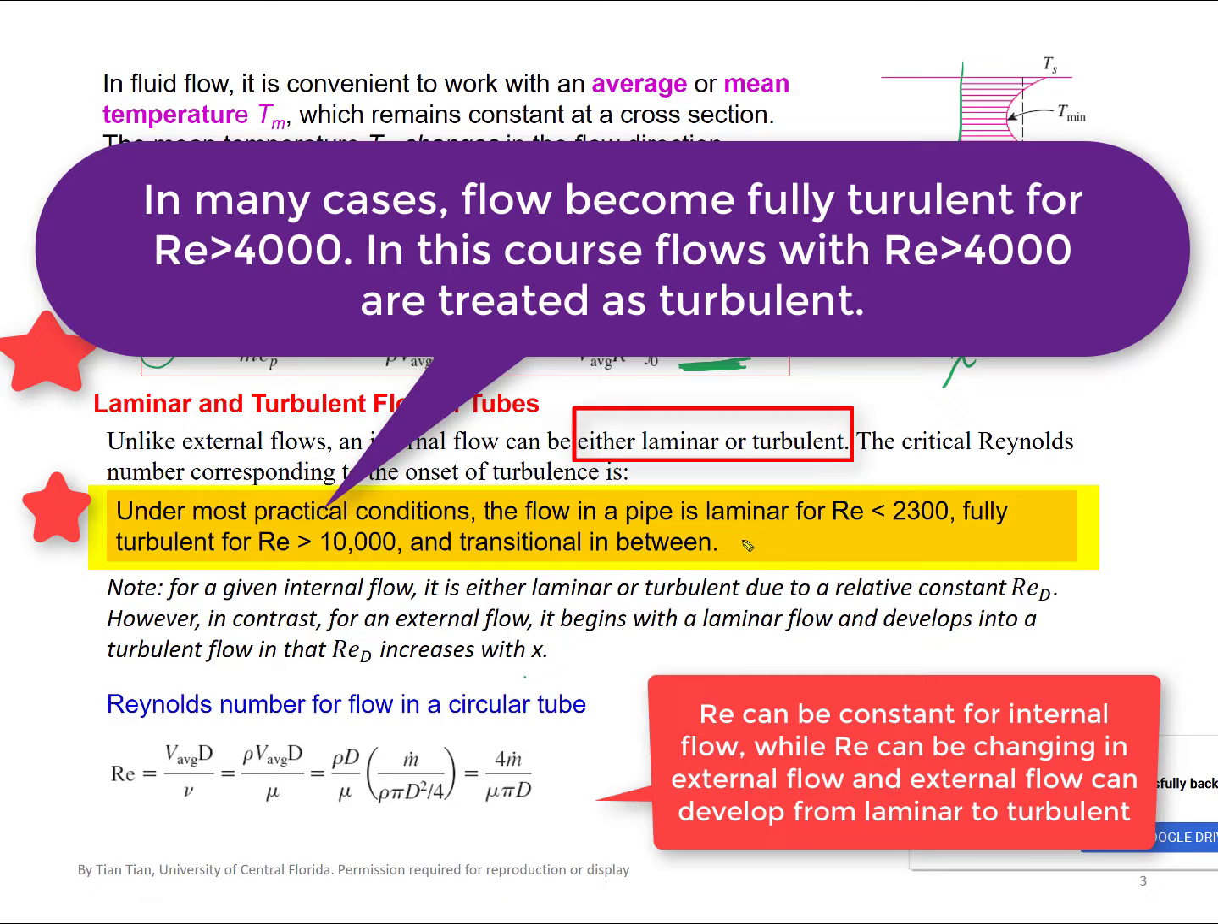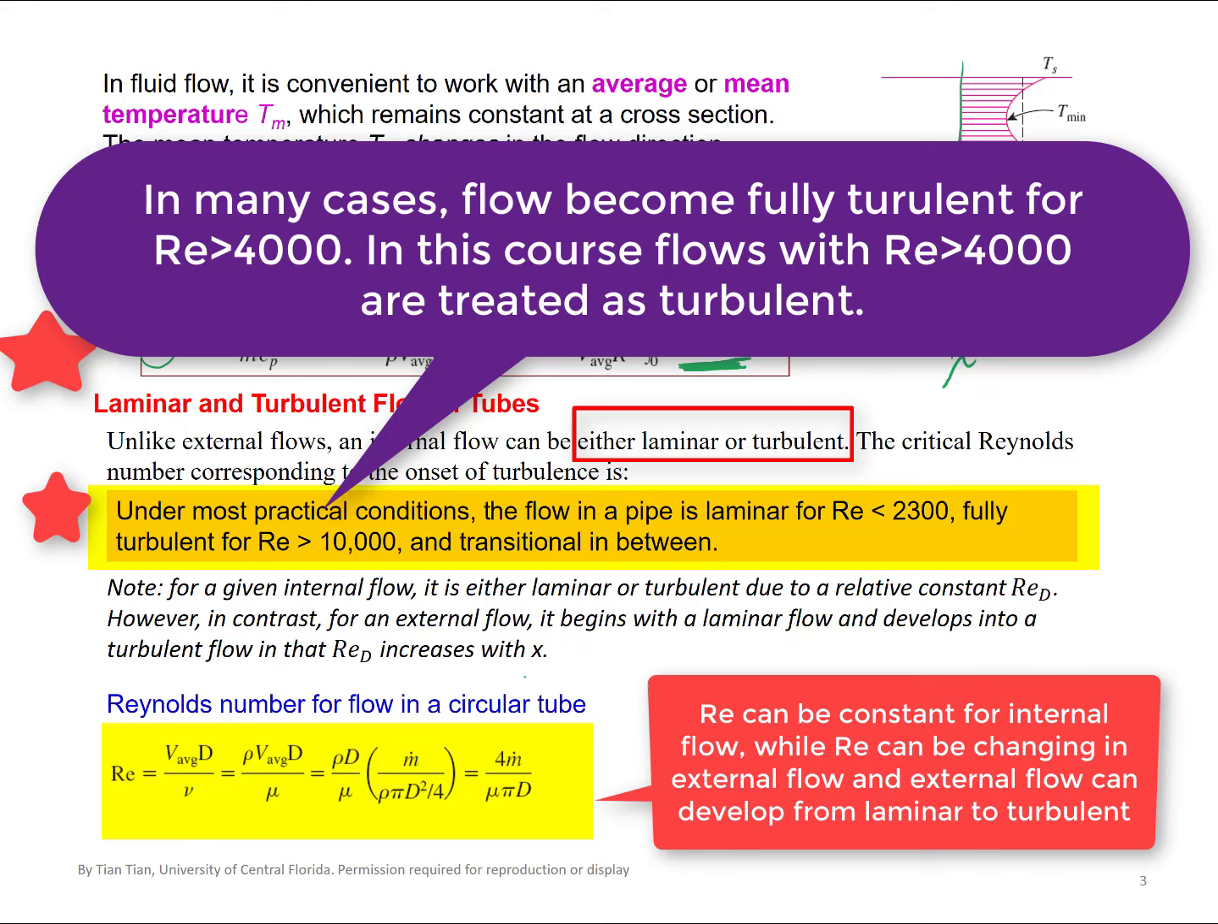Especially when designing piping networks and determining pumping power, we want to take a more conservative approach. In this course, flows with Reynolds number larger than 4,000 are assumed to be turbulent. Now let's look at Reynolds number again. It is Vd over nu. This nu is the kinematic viscosity, and this kinematic viscosity is dynamic viscosity divided by rho.